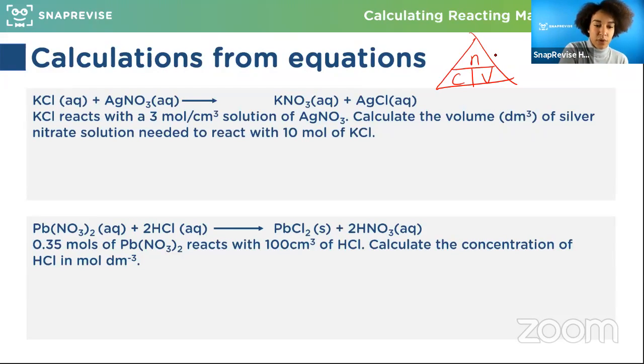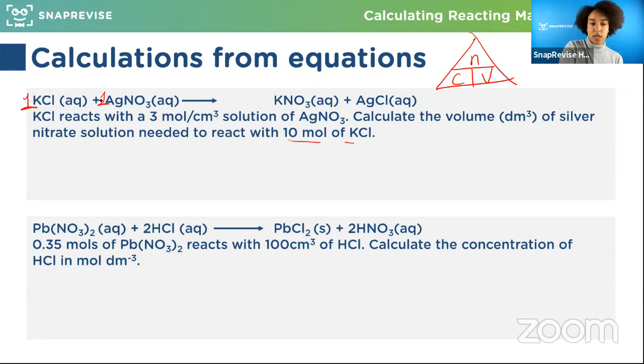So we've said we've got KCl reacts with 3 moles per cm cubed of AgNO3, and we are calculating the volume of solution needed to react with 10 moles of KCl, right? Because it's balanced, in our equation there's an invisible 1 in front of the KCl and an invisible 1 in front of the silver nitrate. So everyone saying you have to work out the mole ratio is totally right. That's another way of pushing it.